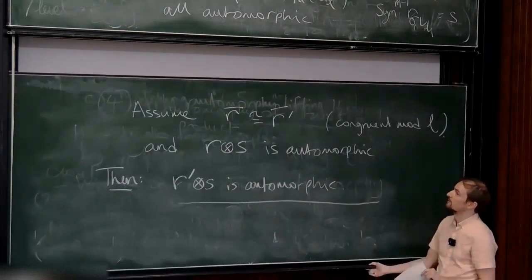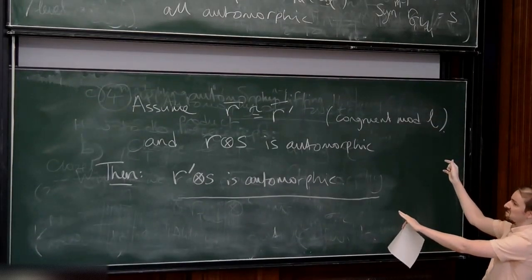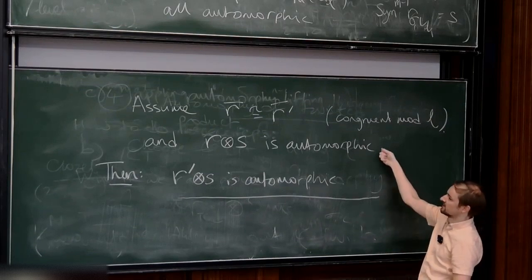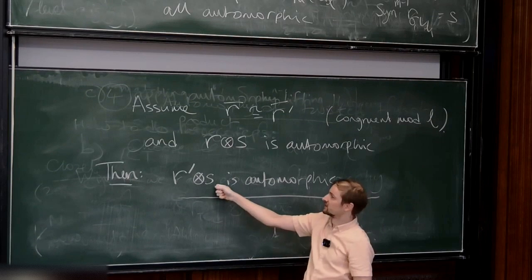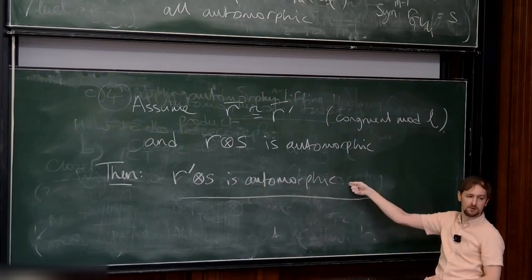That's the sort of shape of the theorem. And phrased like this, it looks like just a special case of every other automorphic lifting theorem you've ever seen. There's an automorphic representation here. It's congruent to this representation. So we propagate automorphy from R tensor S to R prime tensor S.